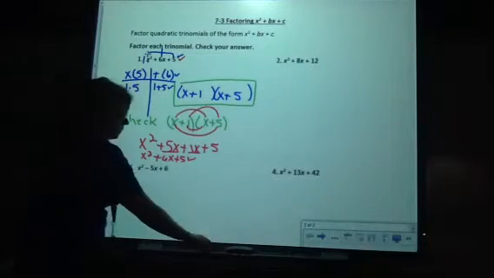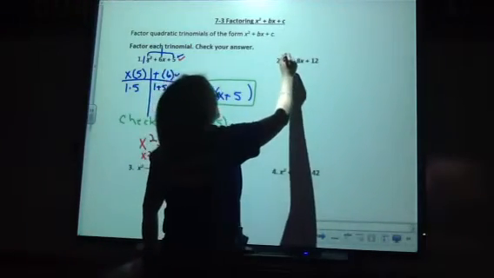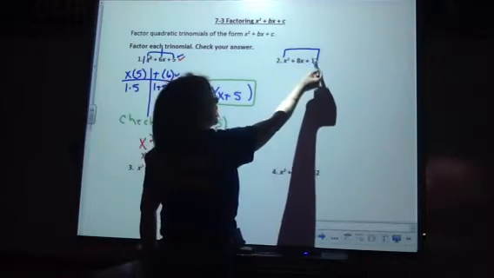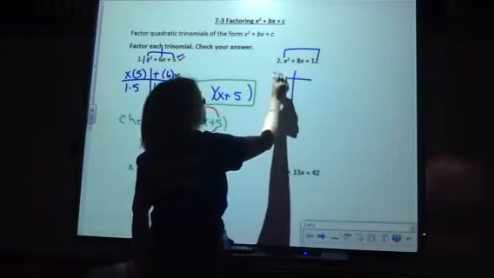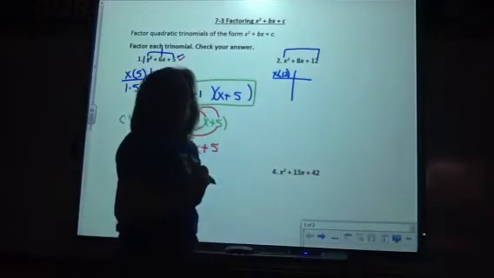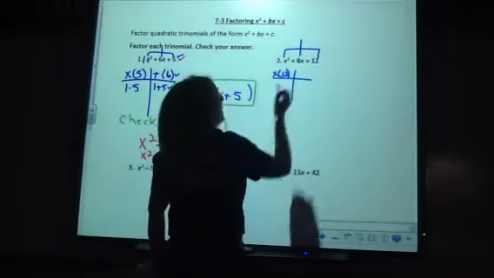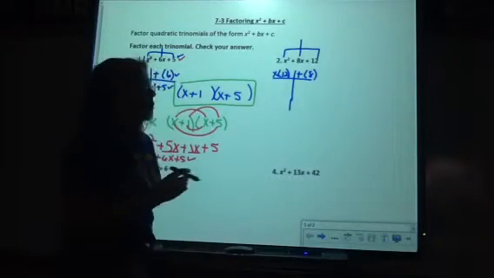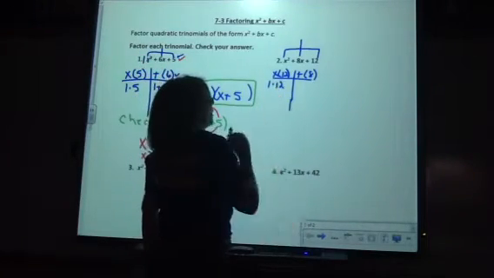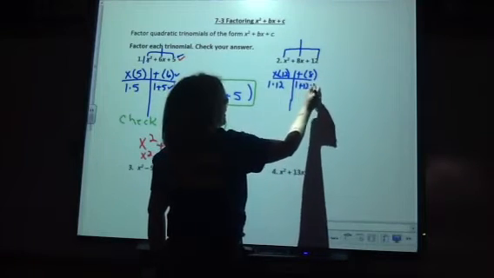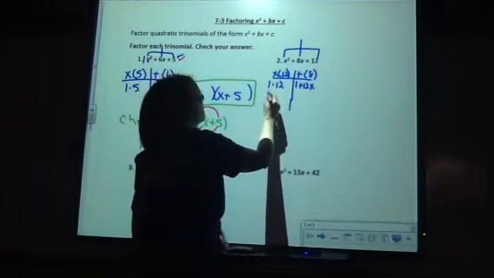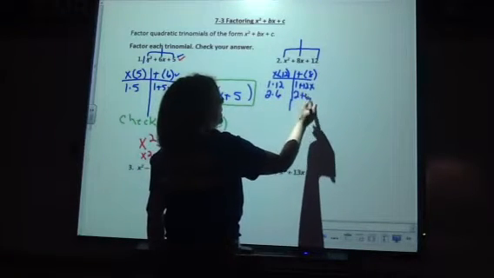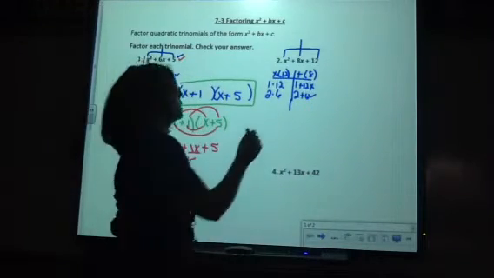Alright, let's do another one. Now again, I'm going to draw my symbol here because my coefficient here is 1. 1 times 12 is 12. So the product needs to be 12. And then I draw this line right here. The sum needs to be 8. Okay, so let's go through our factors for 12. 1 times 12 is 12, but is 1 plus 12 8? No. 2 times 6 is 12. Is 2 plus 6 8? Yes. So those are the factors I'm going to use.